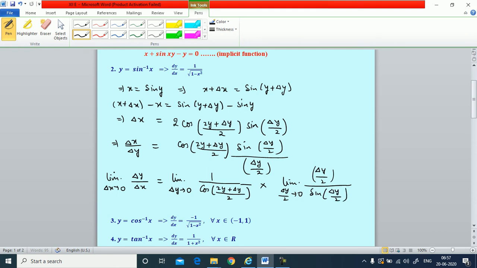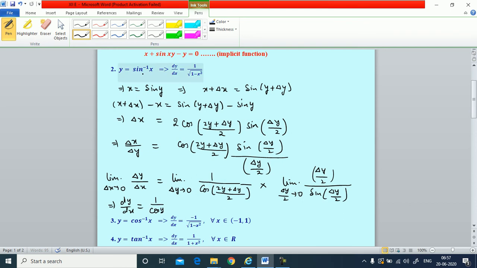Now applying the limit, we get dy over dx as, see, this part will reduce to 1 because we know limit x tending to 0 of sine x over x is 1. So if we take reciprocal of both the sides, that will also come out to be 1 only. And over here, if we replace delta y by 0, see what we are left with. It is only 1 over cos y. That is what we are left with.